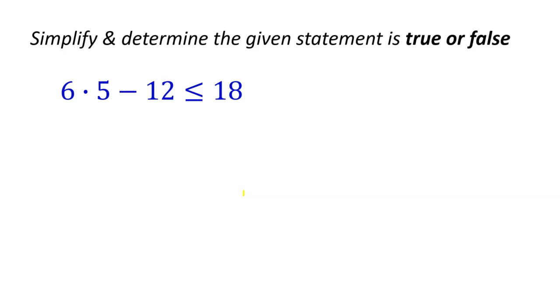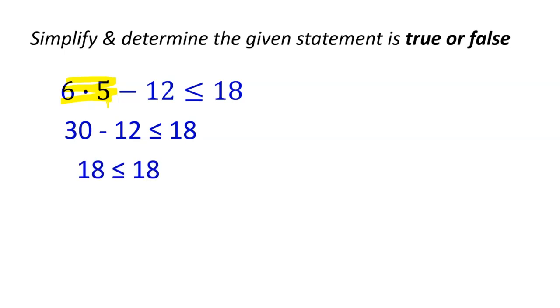Let's try a few more examples. 6 times 5 minus 12. Between multiplication and subtraction, you have to multiply first. Let's multiply first. That will give me 30 minus 12 less than or equal to 18. 30 minus 12 will be 18. 18 less than or equal to 18.